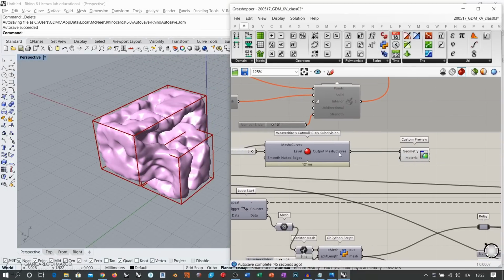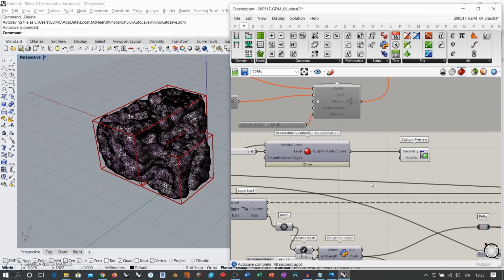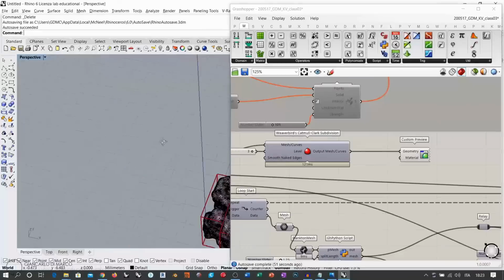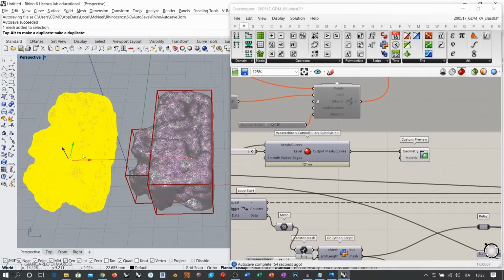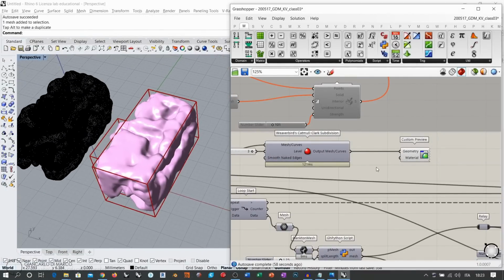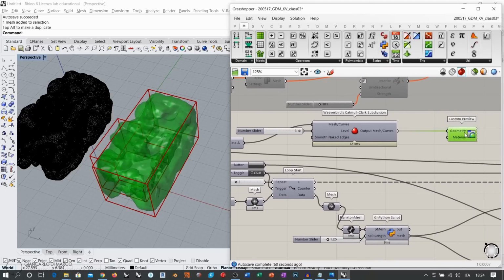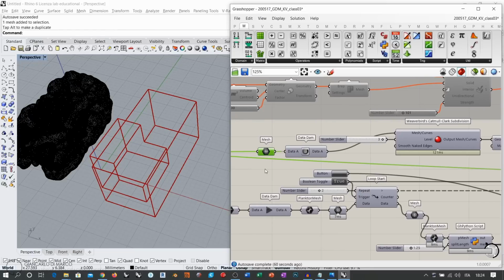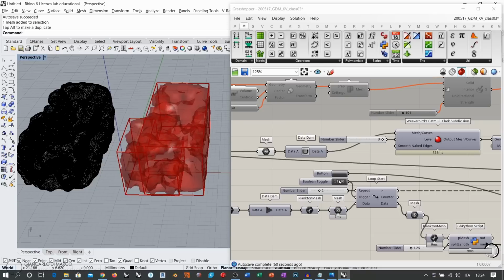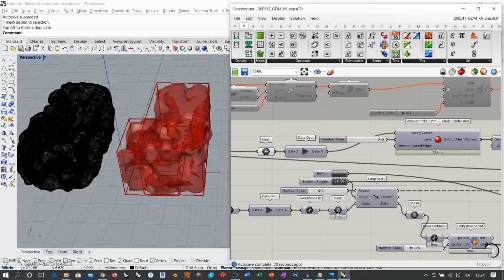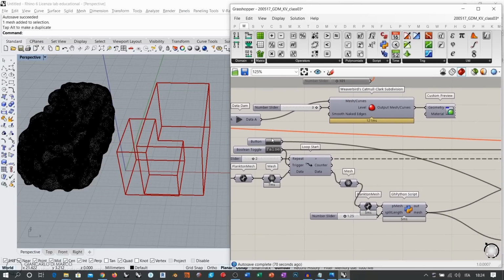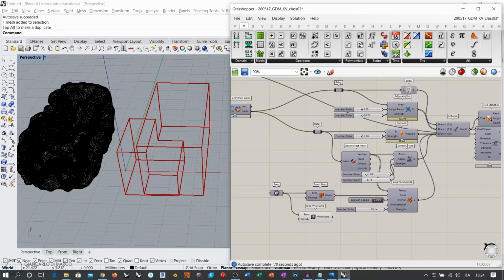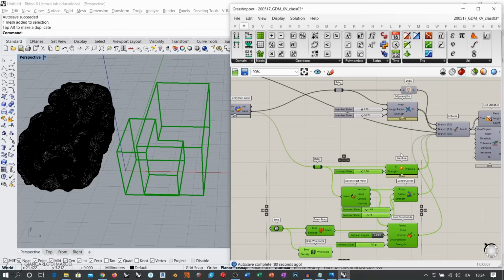Let's bake this result to use it as a comparison with the new one. I'm going to take this and move it aside. Let's also hide this. This is not going to be affected by the simulation because we have a data dam. Okay, so I need to visualize this. And let's also reset the Kangaroo simulation. What I'm going to do right now is introduce another goal, which is going to try and smoothen the mesh a little during the simulation.